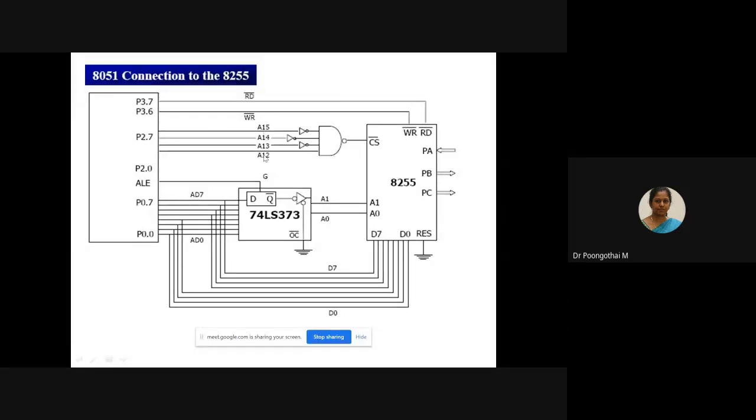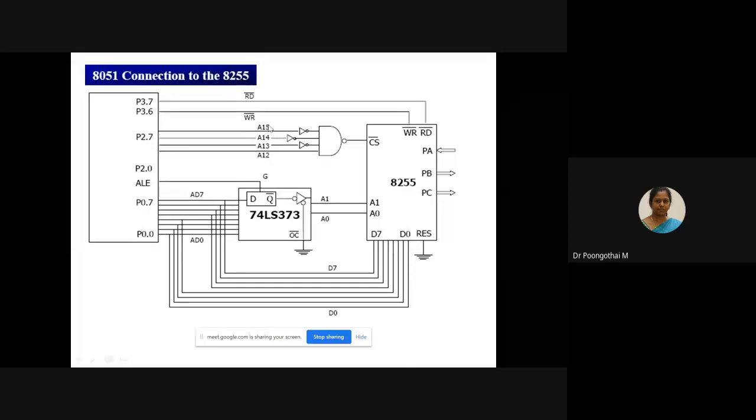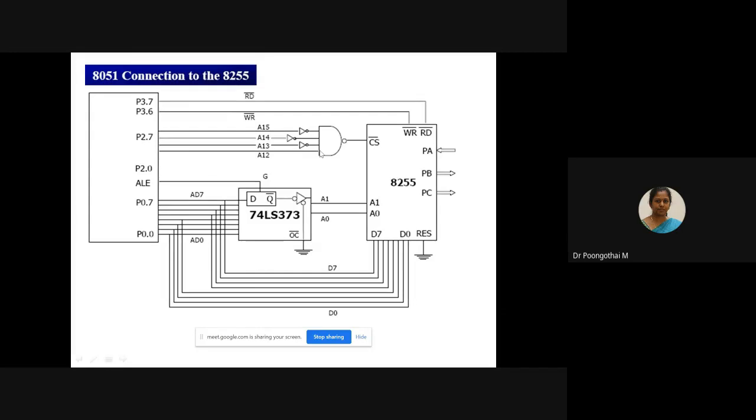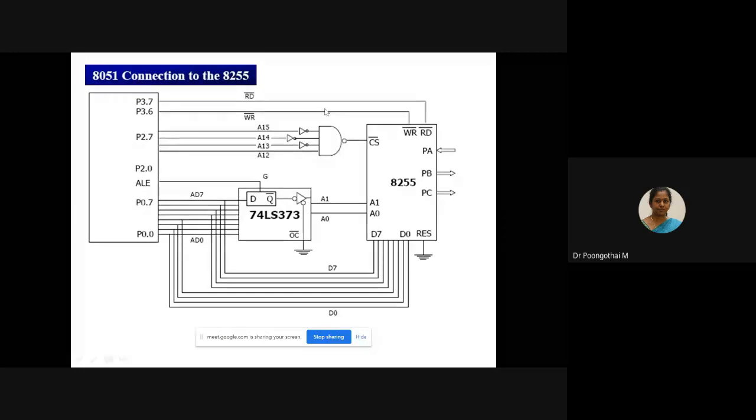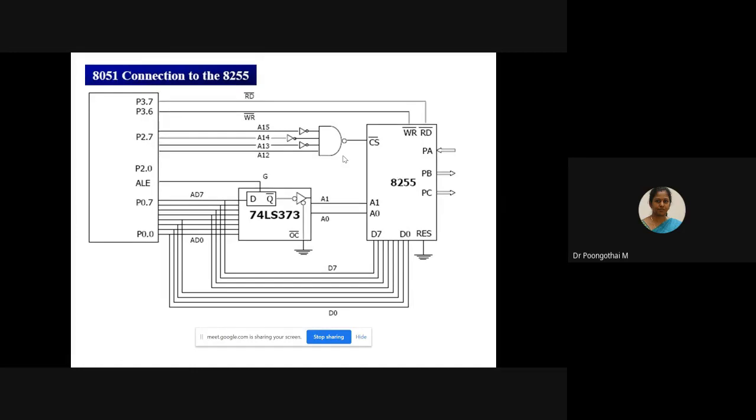Here 4 address lines are used: A15, A14, A13 and A12. These three address lines A15, A14 and A13 are inverted, and A12 is directly given to the NAND gate. So to enable this 8255, to access this 8255, the output of the NAND gate must be 0, since it is an active low signal. So for this decoding circuit, find out the inputs in order to generate your output as 0.